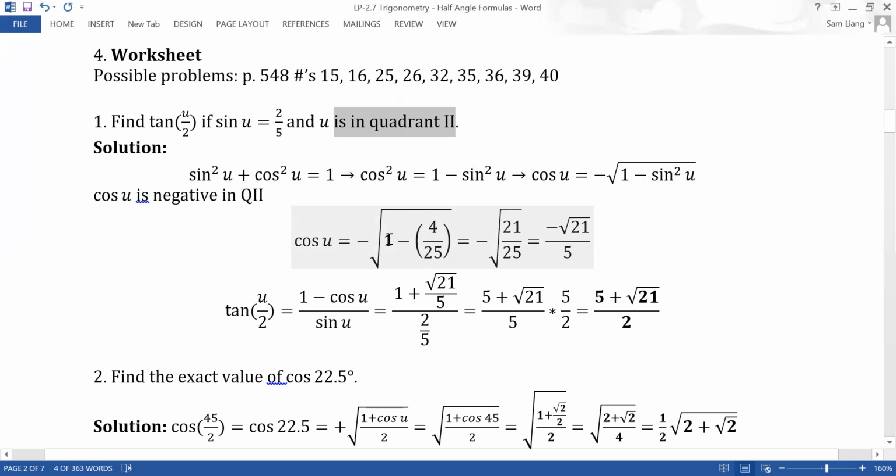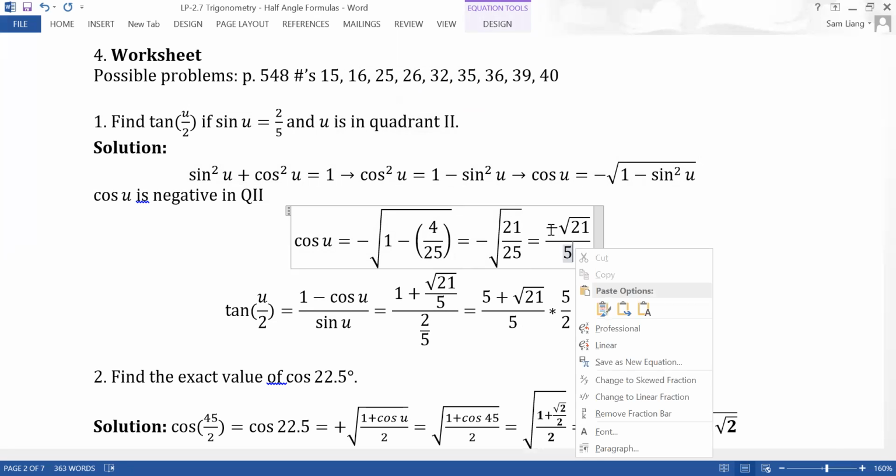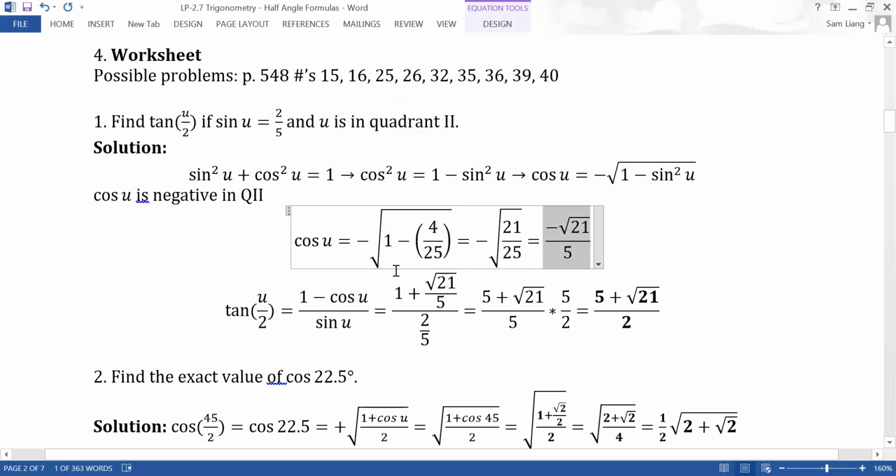So this 1 can be seen as 25 over 25, so that's what we get here. And then simplifying further, we can split this up into negative root 21 over root 25. Root 25 is just 5. So that's what we get for cosine, just right here.